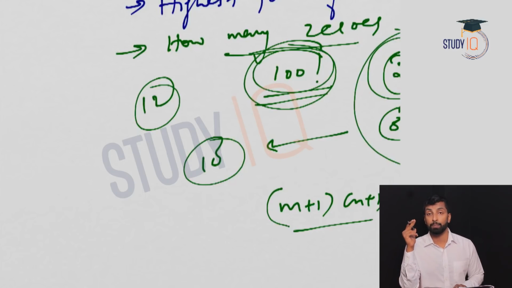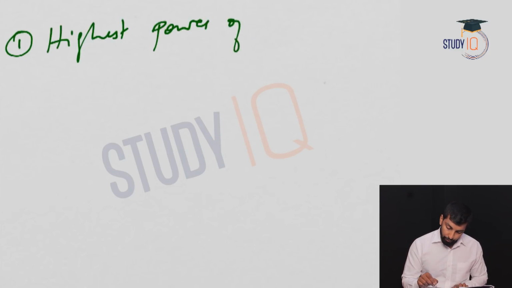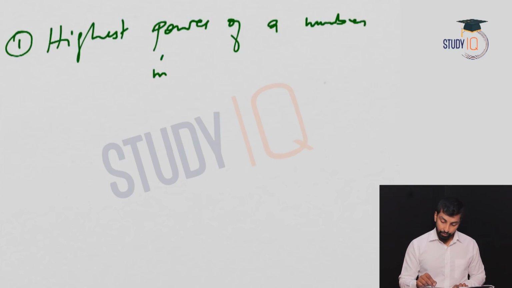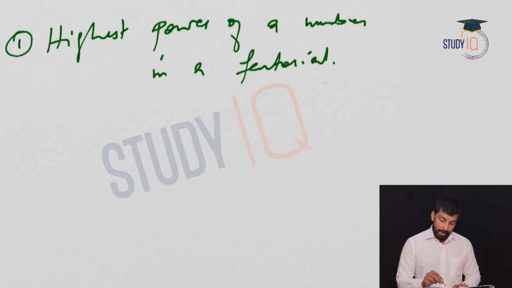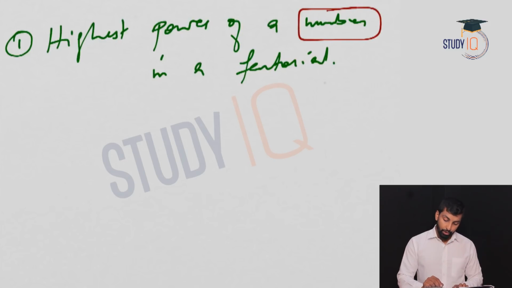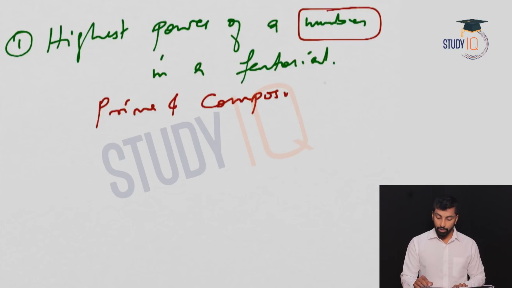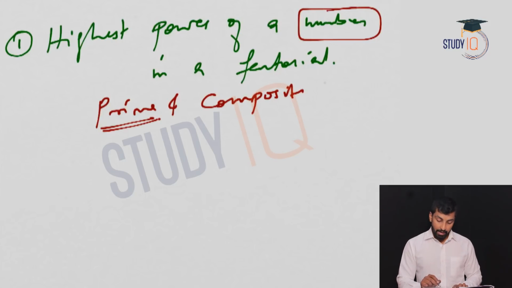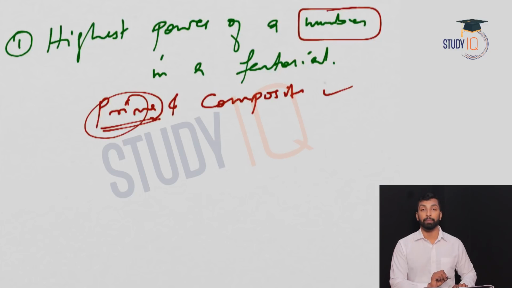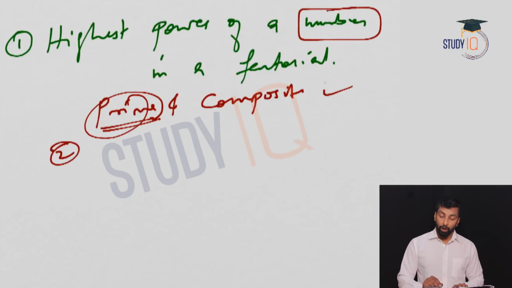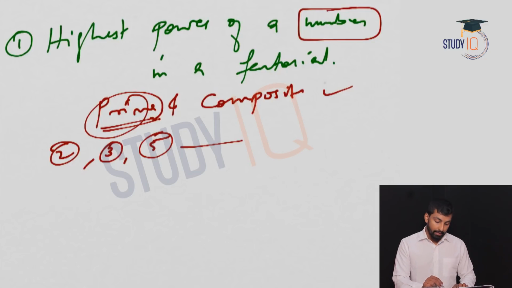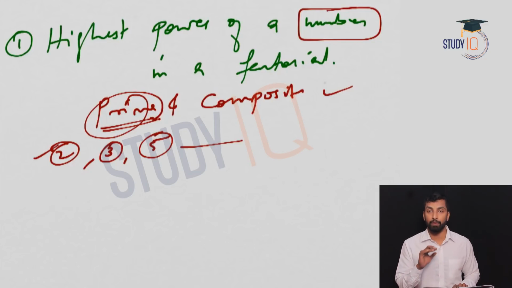Let's start off with the first one: highest power of a number in a factorial. Now, this number can be of two types, right? Prime number and composite number. So what we'll do is look at prime number first, and after that I'll discuss composite number. So let's take a prime number 2 or 3 or 5, etc. For that matter, any prime number. Let's discuss the method for 2 first, then the same is applicable for all numbers.